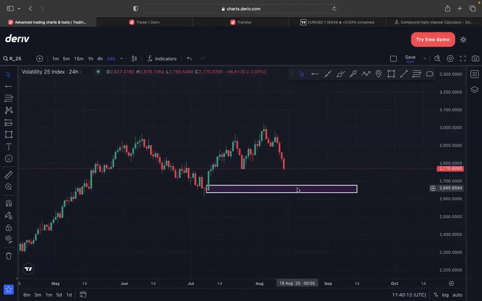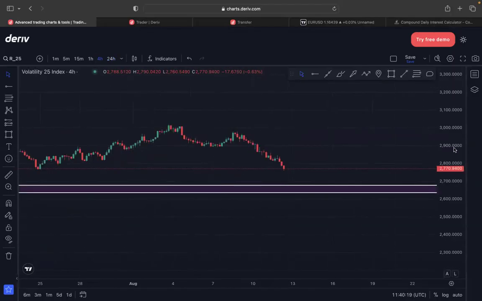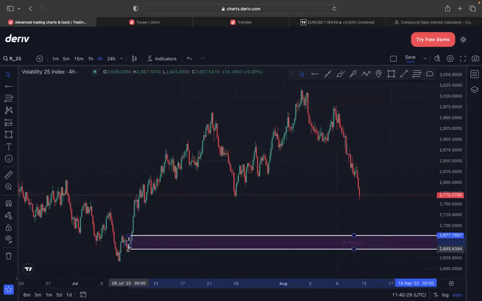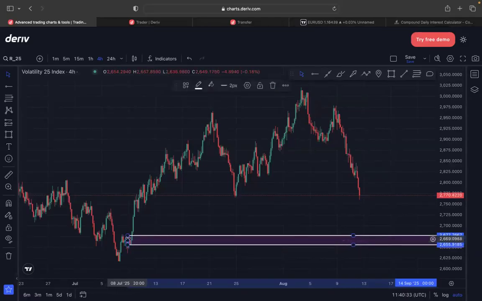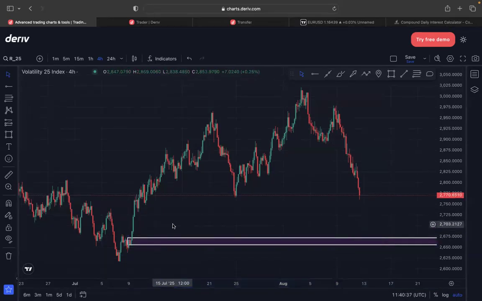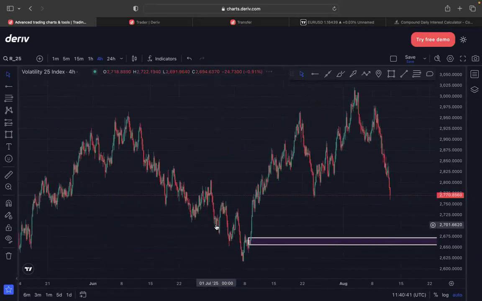Now one thing is, let's go to the 4 hour time frame. If you are doing your analysis on the lower time frame, you have to make sure that it's corresponding. Look at this. This order block here is for the 24 hour time frame, right? But if you check, there's still also an order block right there for the 4 hour time frame. And this is exactly what I just explained right now.